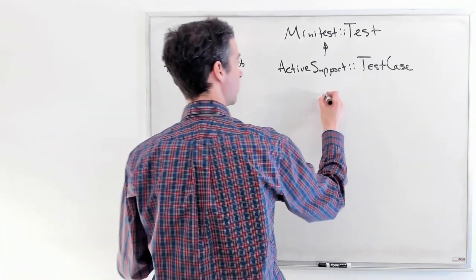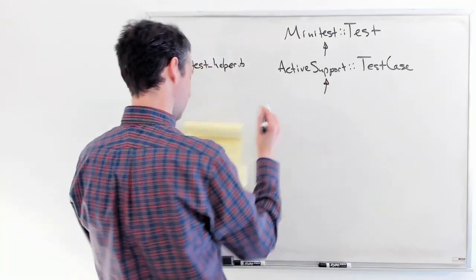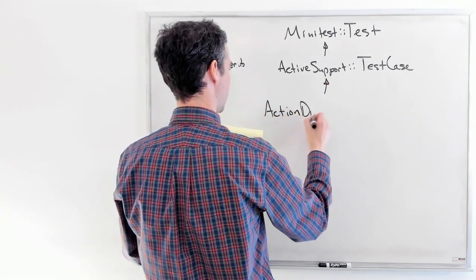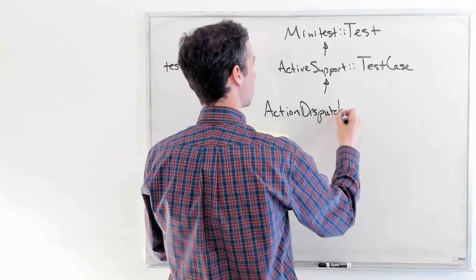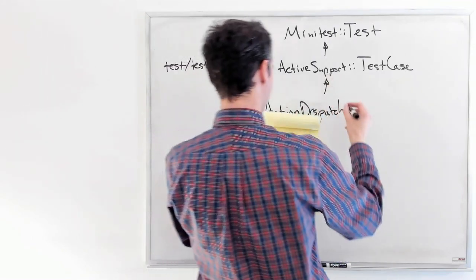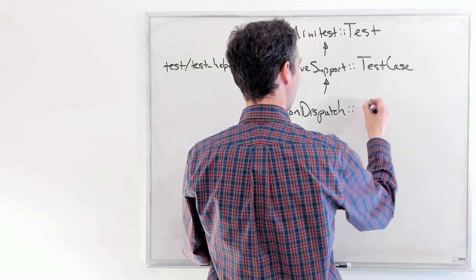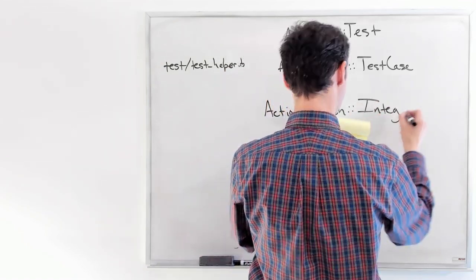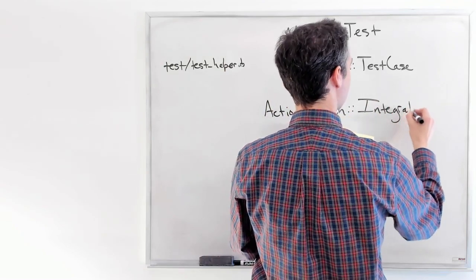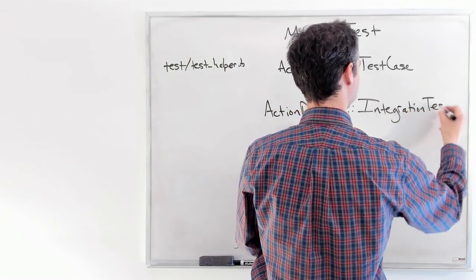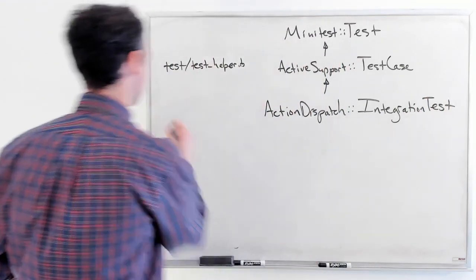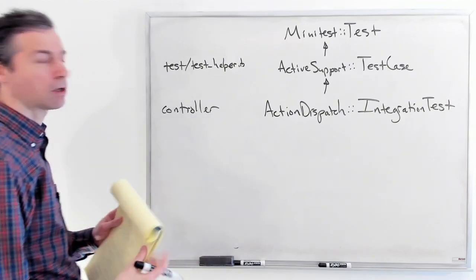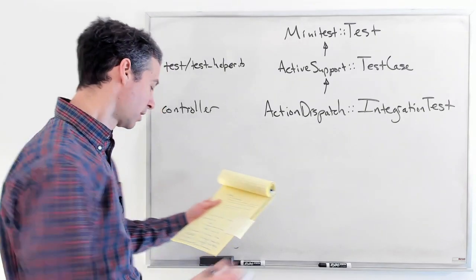To do that, Rails makes a class called ActionDispatch. I actually don't know what ActiveSupport and ActionDispatch mean. The class names after them, though, make a lot of sense, like TestCase. And this one is IntegrationTest. And this is what you use for all of your controller testing. Okay, so all your controller tests are integration tests.